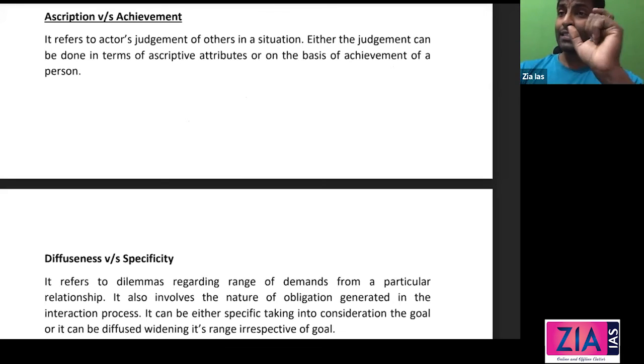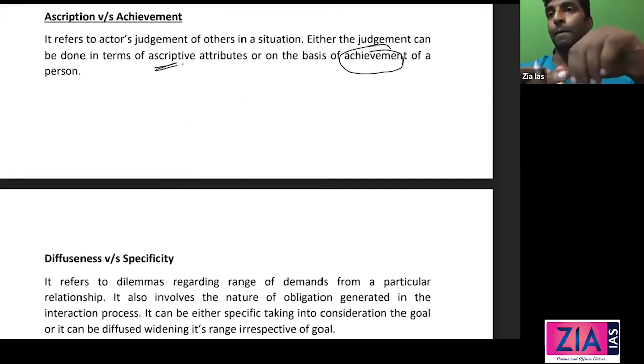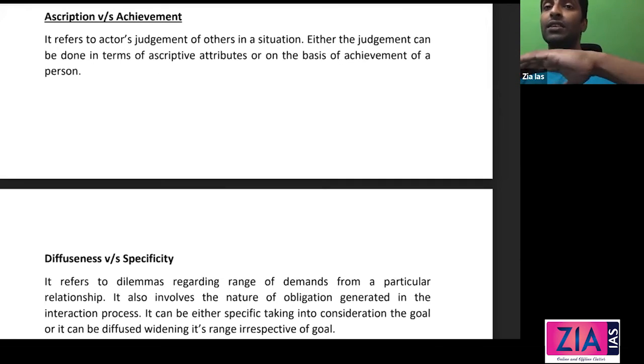But guys, can I say in modern society it is completely achievement oriented? No, right? Some kind of emotions and feelings will come, right? You may think of helping that person. So that is what I'm saying. There is no society which is completely ascription oriented. There is no society which is completely achievement oriented. Or in other words, there is no society which is completely traditional, or completely modern.